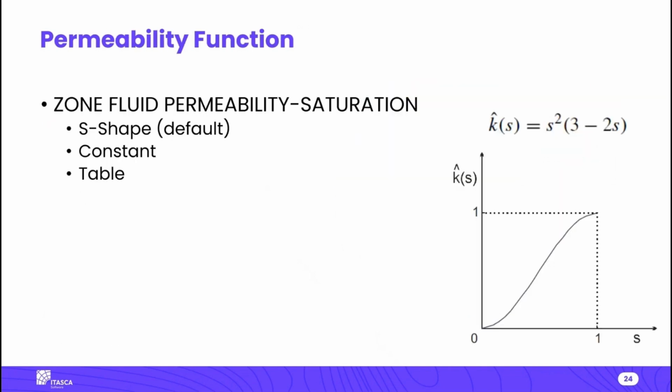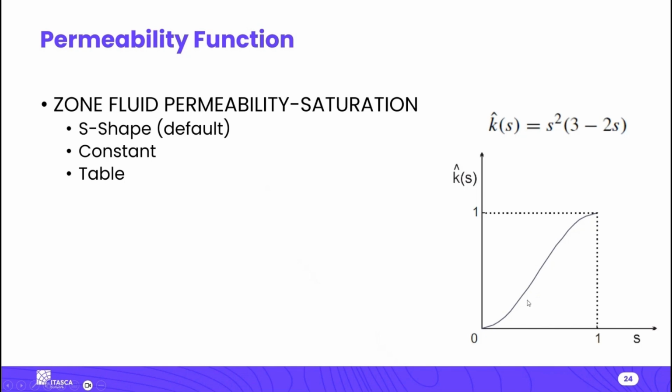Once you have the saturation, that can change the permeability, right? So usually as the saturation goes down, the permeability also goes down. And so there's also a relationship between the permeability and the saturation. By default, we have this S-shaped relationship, which is given here. So at 0 saturation, the permeability approaches 0. And as you get close to a saturation of 1, the permeability goes back to this value that you specified.